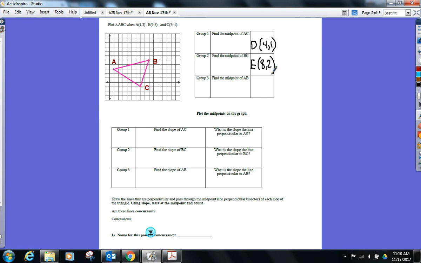Group 3, what'd you get for the midpoint of AB? (5, 4). Can you guys please call that point F? And then take about 30 seconds right now and graph all 3 points D, E, and F. Do not connect them, just graph them, and label them with the correct letter. Hopefully they're landing right on the sides, which we hoped.